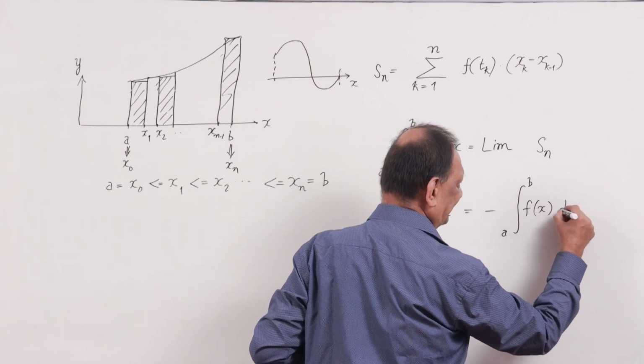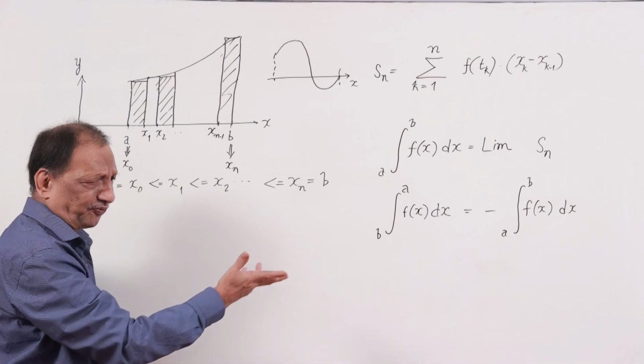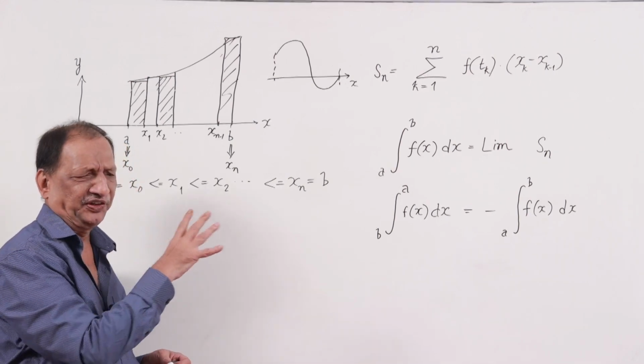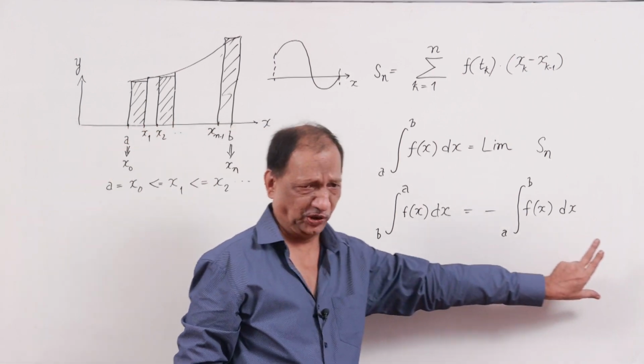So we'll take this as a convention. Geometrically it looks correct and obvious, intuitively correct, but we'll take it as a convention. We'll take it as an axiom if you want. So we'll say this. This is one aspect.